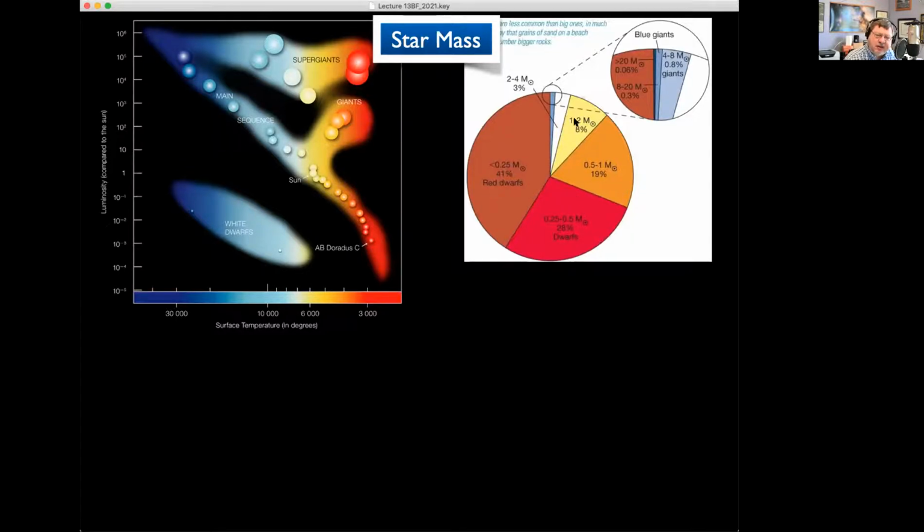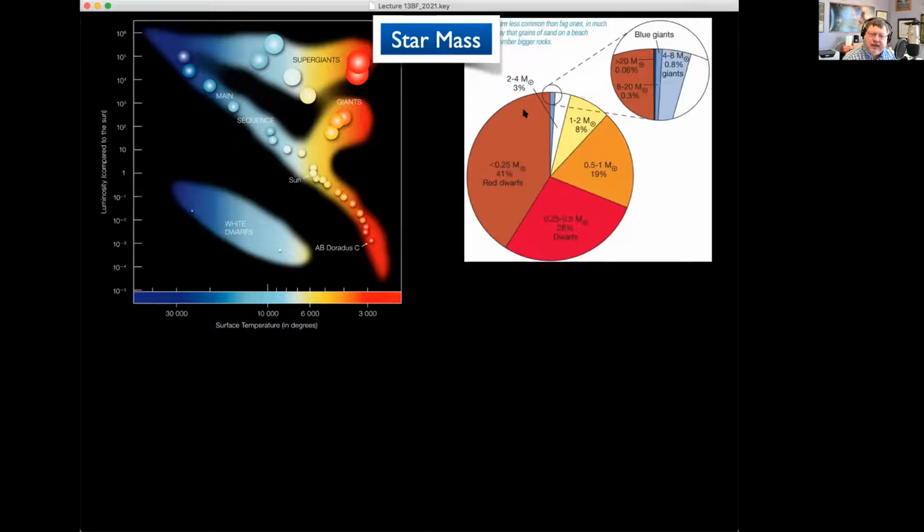Stars that are similar to ours are only 1 to 2% of the stars out there. 2 to 4 solar masses, only 3%. And then the blue giants and the blue supergiants, it's like 0.3%, 0.06%, okay? And those would be up here.